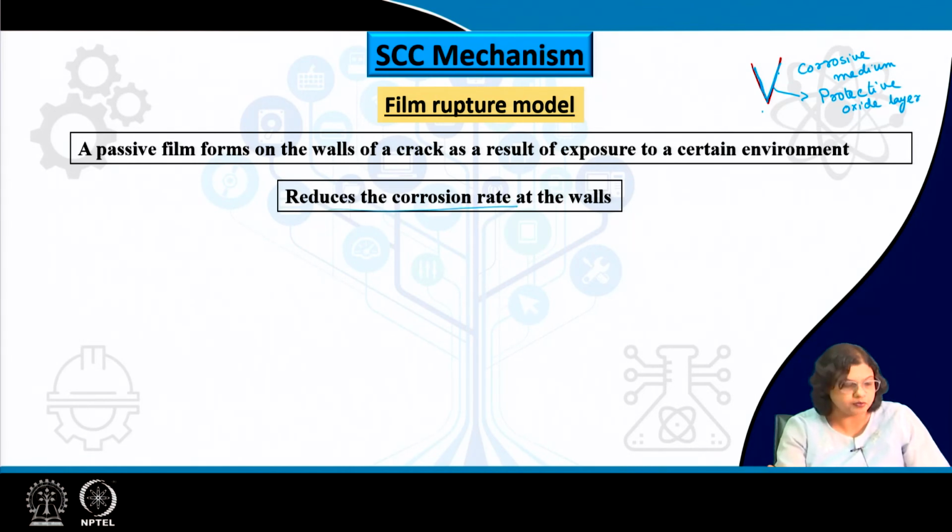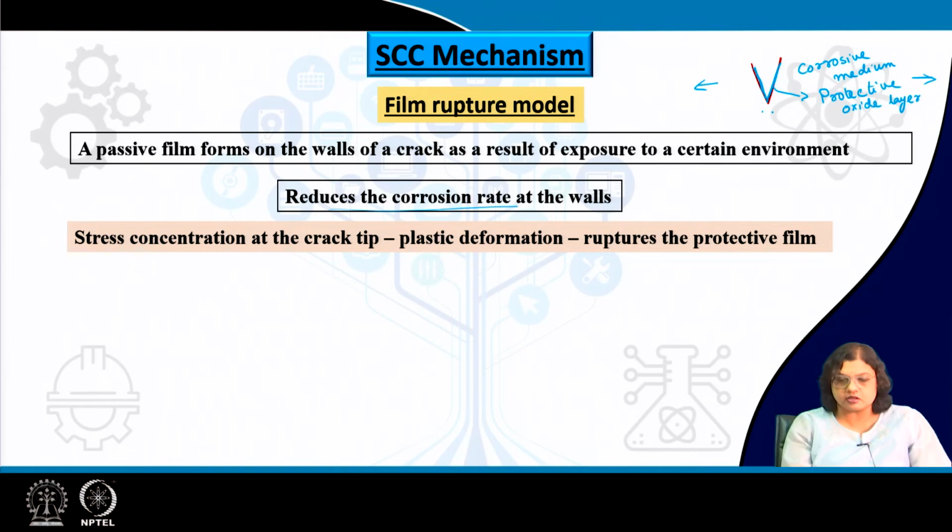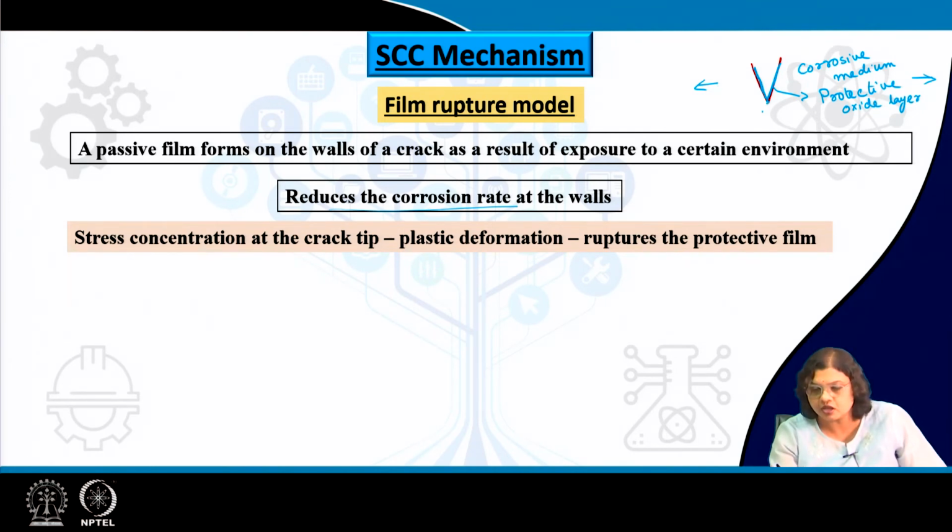That reduces the corrosion rate at the walls. That is fair enough, but the problem is that when we are applying stresses to it, the tensile stresses on the crack mean that this is a crack opening mode, the most detrimental one. So, in the presence of this, the film is going to rupture. Even if the applied stress is not that severe, we already know that there is a stress concentration here, and that it forms the plastic zone ahead of the crack tip.